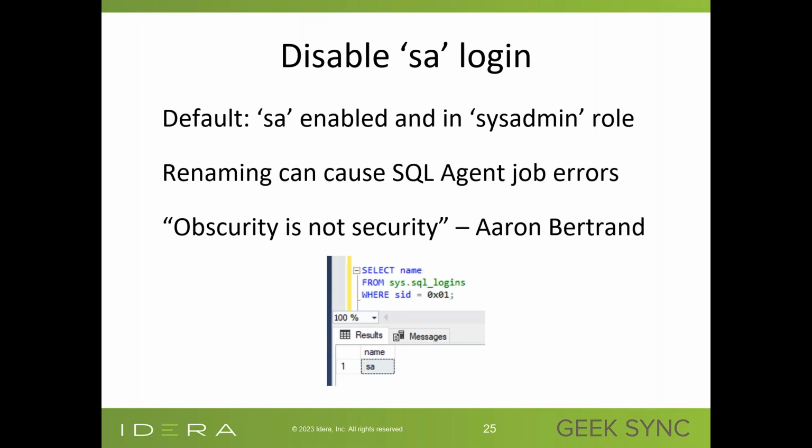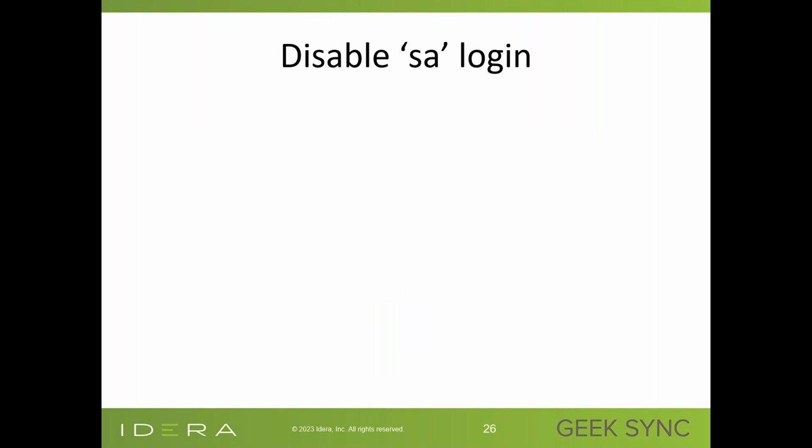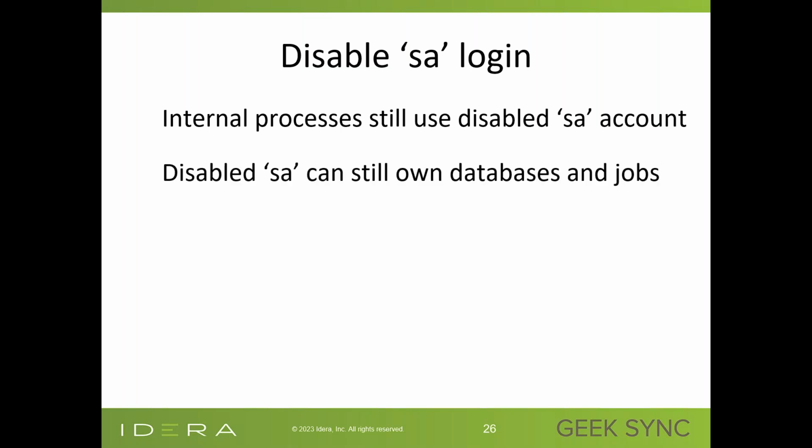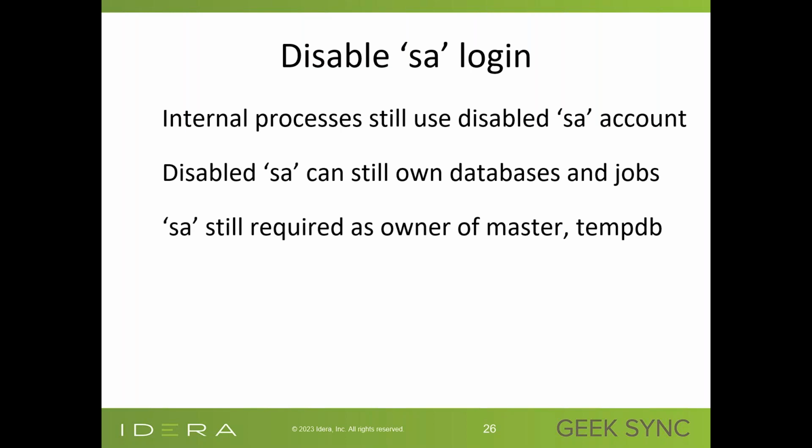Now, you may say, well, disabling it could break things. Actually, probably not, because all disabling does is disable it for logins, right? It doesn't mean the SA account is useless. Internal processes can still use the disabled SA account. In fact, all we want is for nobody to connect as SA, right? So that's why we would disable it. It can still own databases and jobs, and in fact, it's still required to be the owner of the master and the tempdb databases.